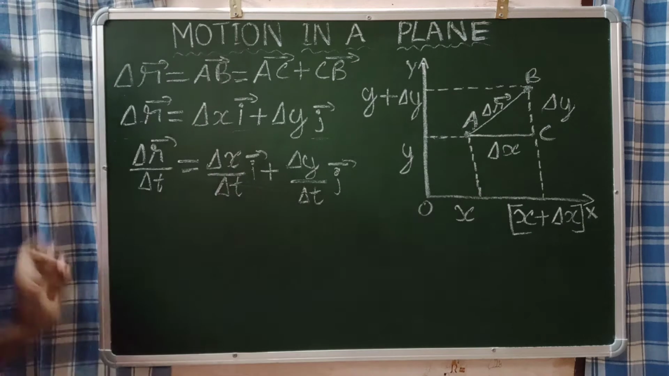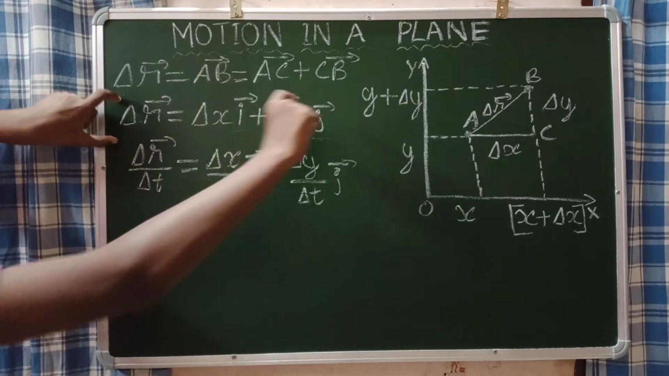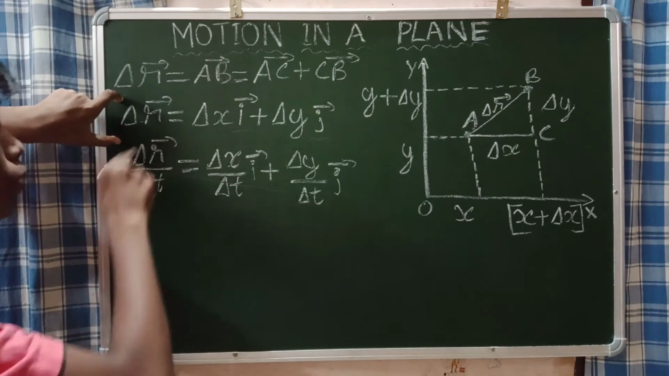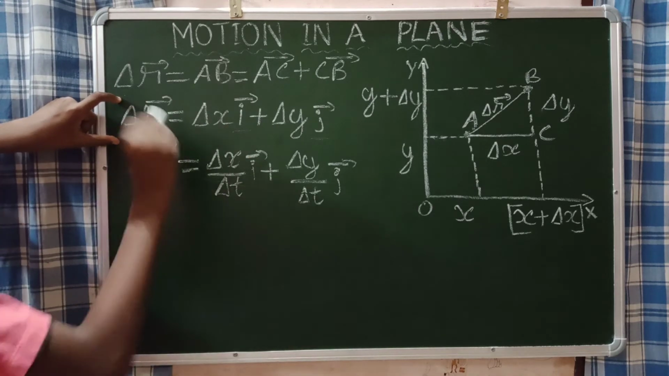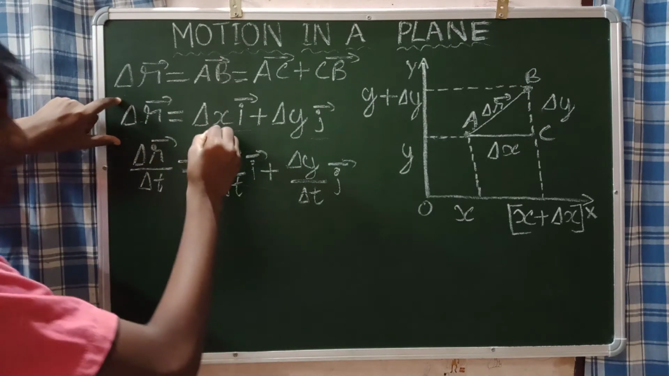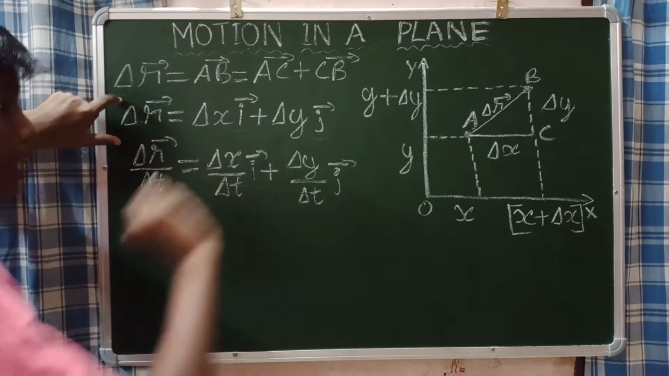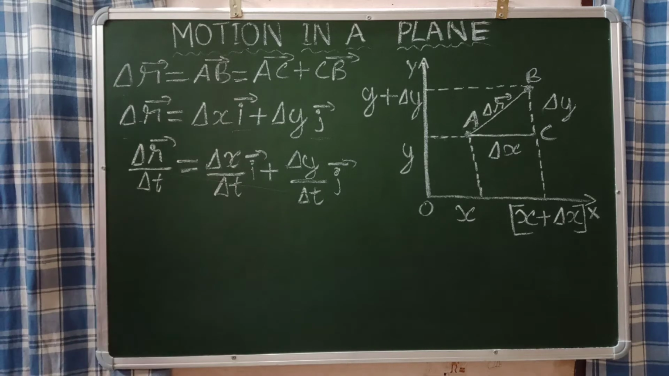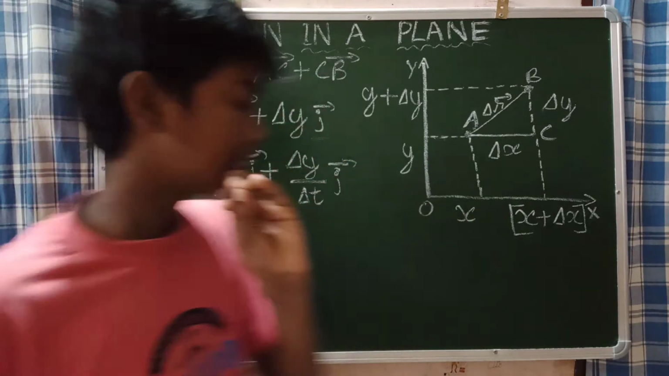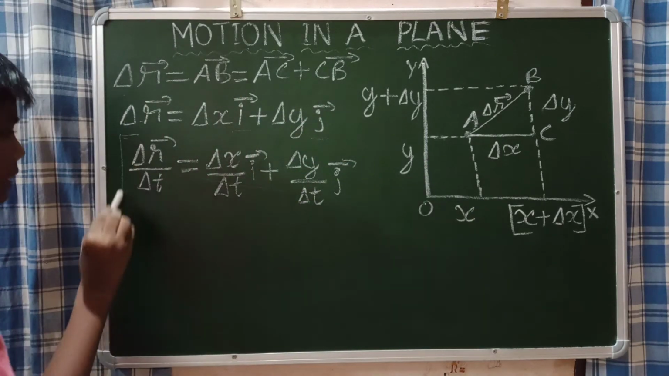Simple thing, guys. Now what I am doing is dividing this equation by delta t on both sides. If I divide, I get delta r vector divided by delta t is equal to delta x divided by delta t, i unit vector, plus delta y divided by delta t, j unit vector. That is all. Now guys, I am going to tell one important step. Now we have got this equation.